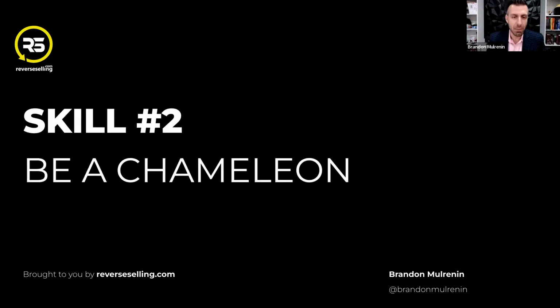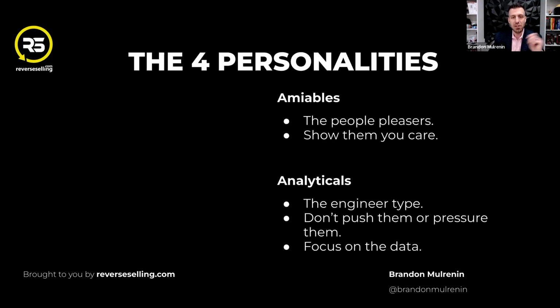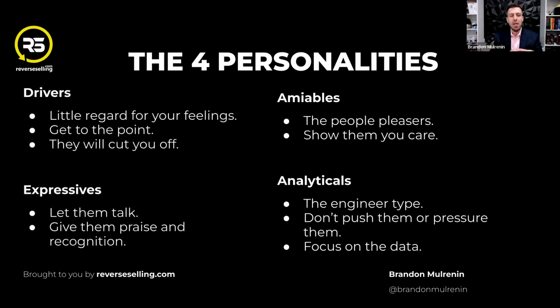So let's talk about skill number 2. If you have any questions about skill number 1, let me know. Skill number 2, I'm going to go a lot faster now because I don't want to run out of time. This is called being a chameleon. There are 4 personality styles. Everybody has a little bit of all of them, but we all have a dominant trait. So we have to listen for who we are communicating with, and then we must alter how we communicate with them. It's not up to them.